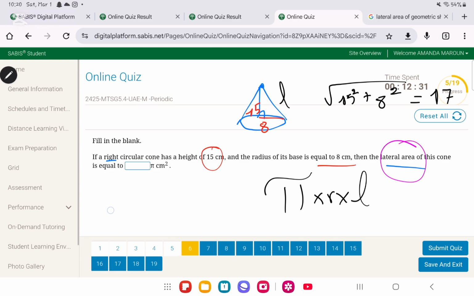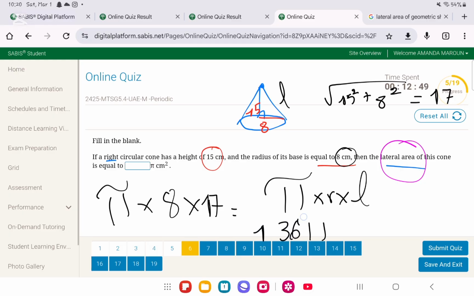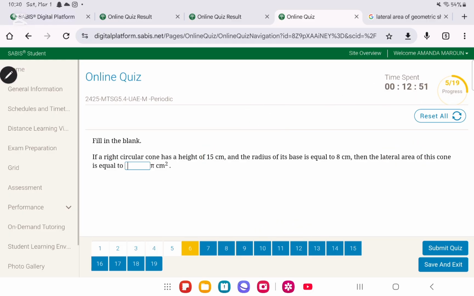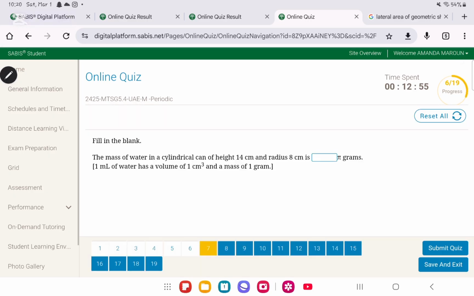Now, very simply, just replace pi times the radius, which is 8, times the length, not the slant height, which is the length, which we got to be 17. On your calculator, you are going to get 136 pi. So very simply, this is 136. We move on to question number 7.